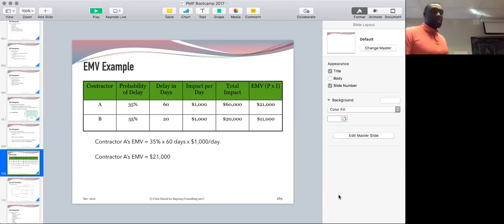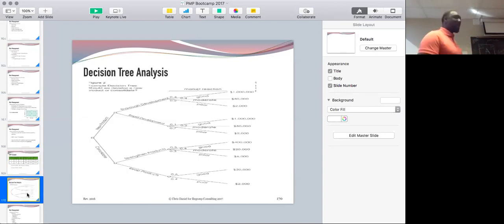So I use the one that I use in class. We got contractor A and B. Contractor A has a probability of 35% of a 60-day delay, and the impact per day is $1,000, so the total impact is 60 grand. All we're doing is multiplying 35% times 60 days times $1,000 a day. 35% times 60,000 is $21,000. It's that simple. You plug the numbers, run the formula, and come up with a number. The other way to calculate it is a decision tree.